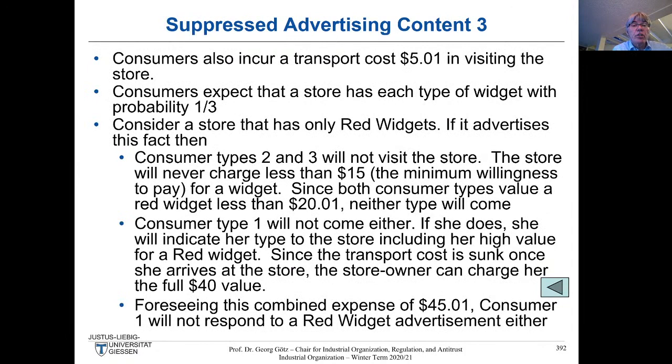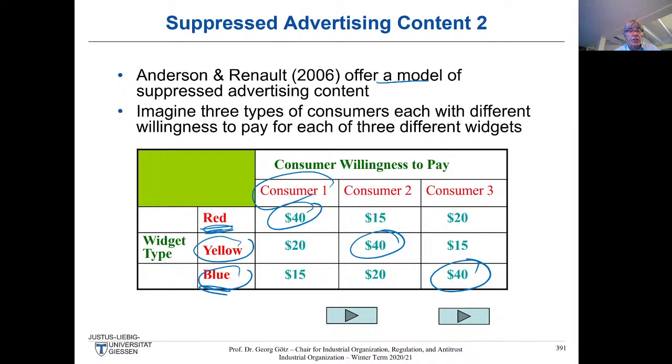This should be clear right now, because if they are there, the store owner knows it. But given this kind of thinking, the store owner must know that these types will not visit the store. So once a consumer shows up in a store, it will be consumer one. If you know it will be consumer one, then we can just jump back. Consumer one has a willingness to pay of 40. So if some consumer shows up, the store will charge 40.